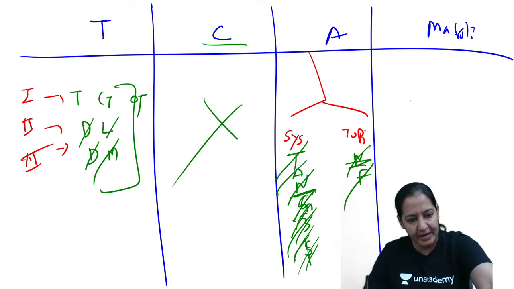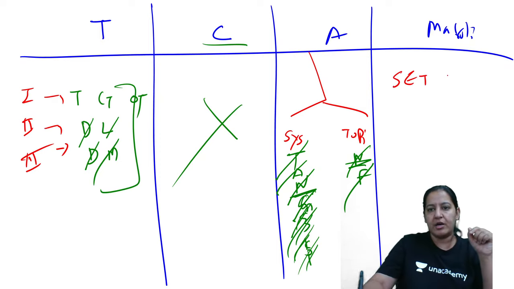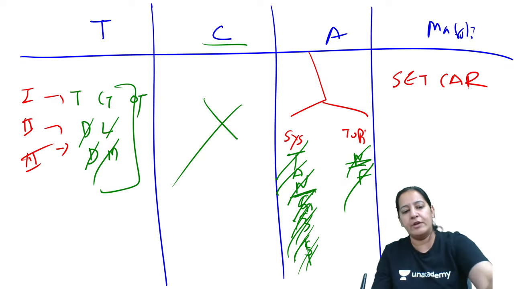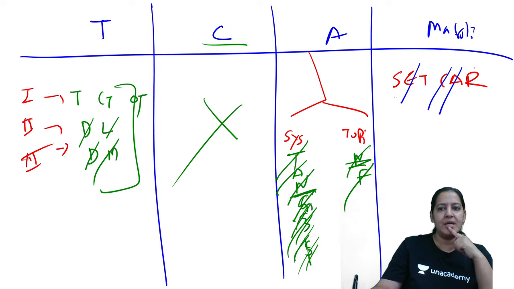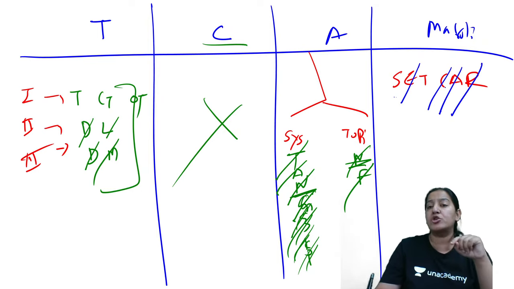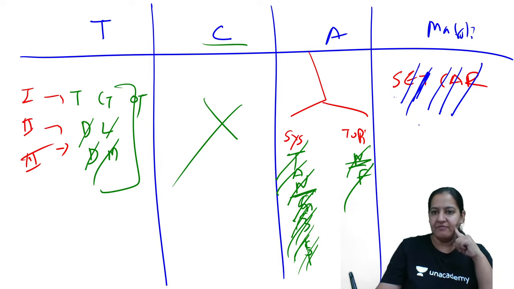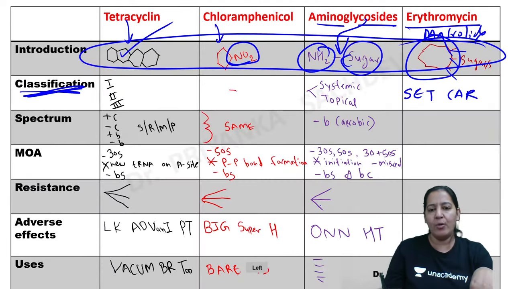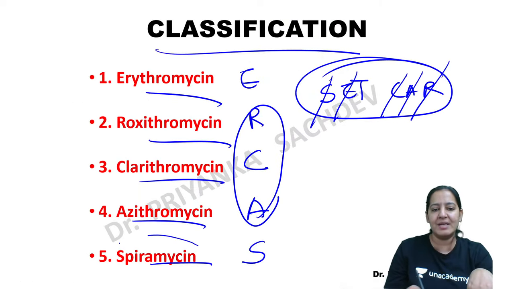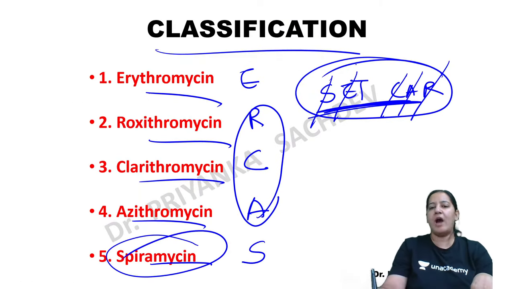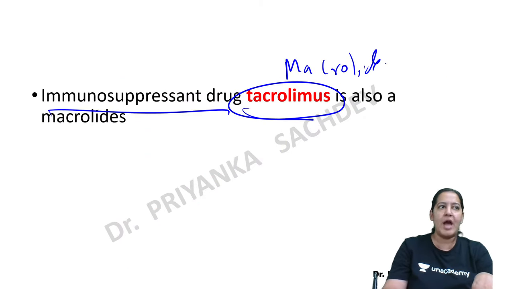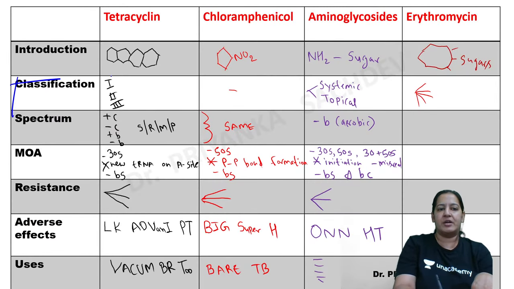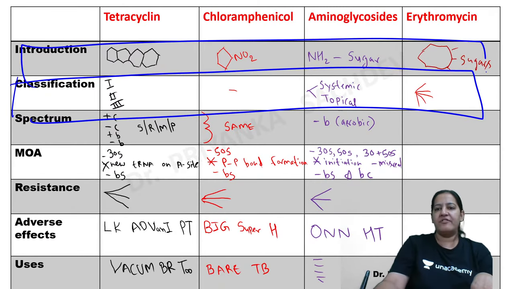Macrolide. I'm telling you the mnemonic now. In macrolide, the mnemonic is SET CAR. They are 6 in number. Can you tell me the full form? It is erythromycin, clarithromycin, azithromycin, roxithromycin. These 4 are thromycin. One is tacrolimus. And what is S? Only S is there, which is not a mycin. It is spiramycin. So SET CAR is the mnemonic, out of which tacrolimus is an immunosuppressant and the rest are antibiotics. Very good, Kishore. Absolutely right. So we have revised the classification. We have seen the structure of all four.